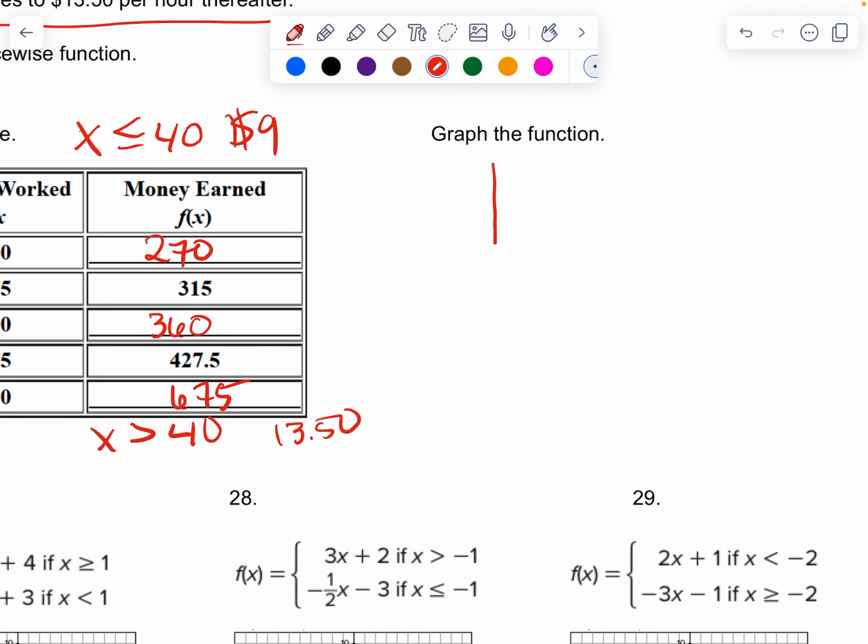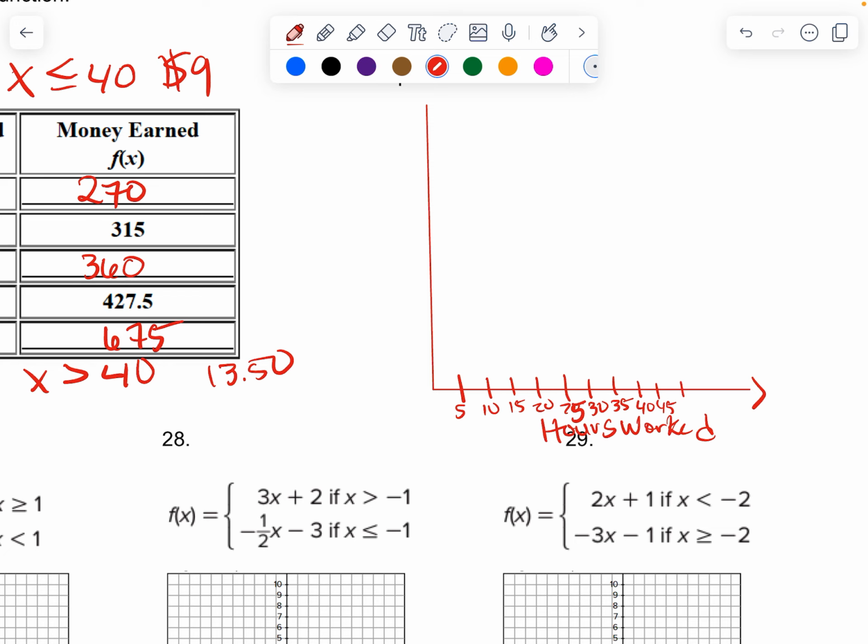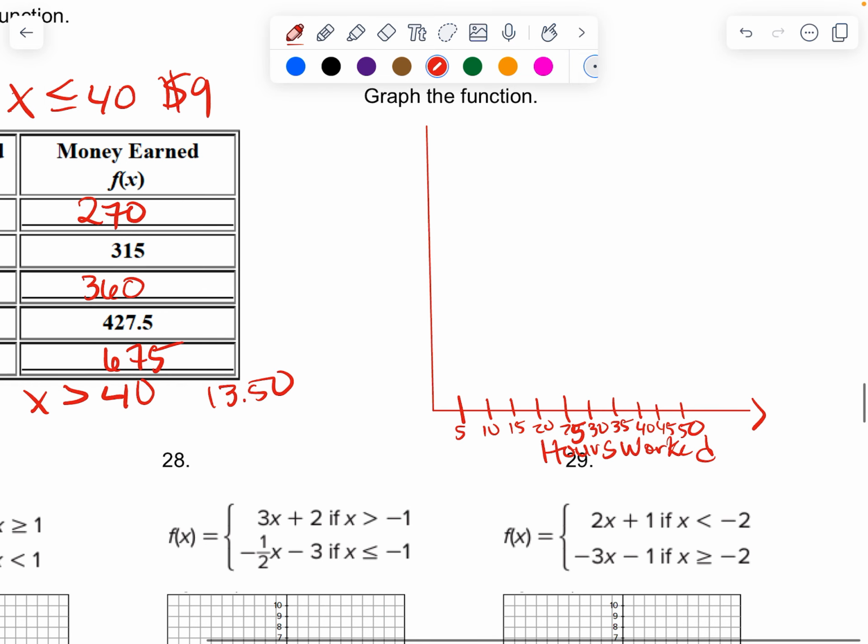It's not going to be perfect, but that's okay. So we're going to put hours worked down here. And I'm going to do 5, 10, 15, 20, 25, 30, 35, 40, 45, and 50. That's what we went up to, 50, yes. Okay?